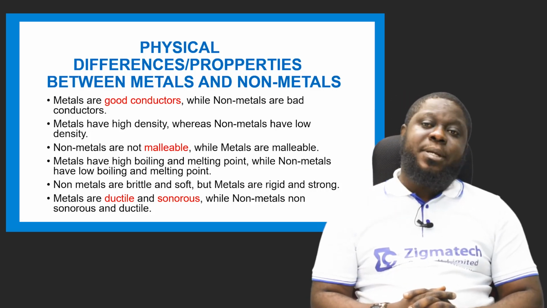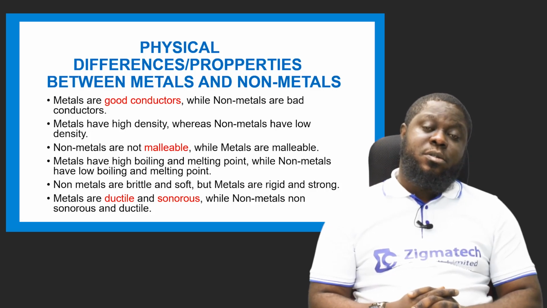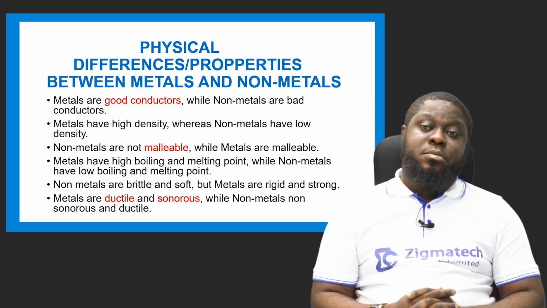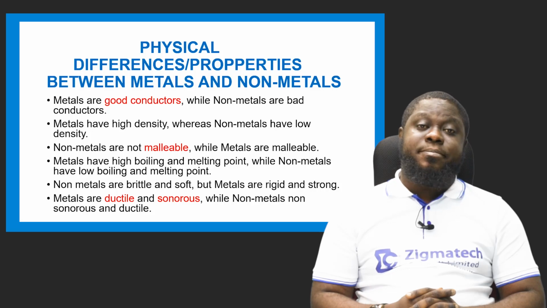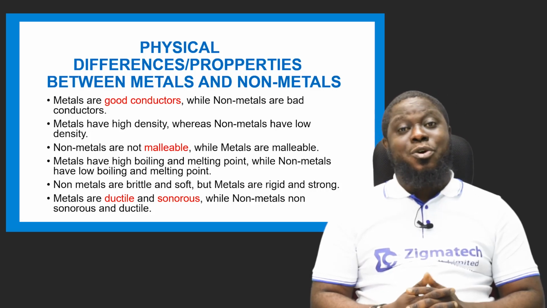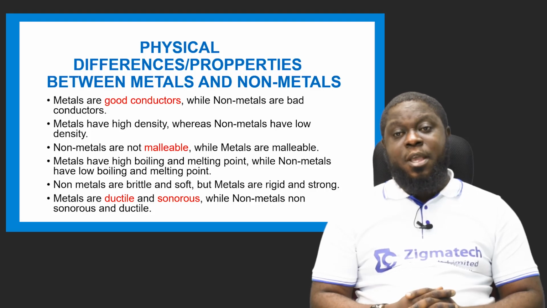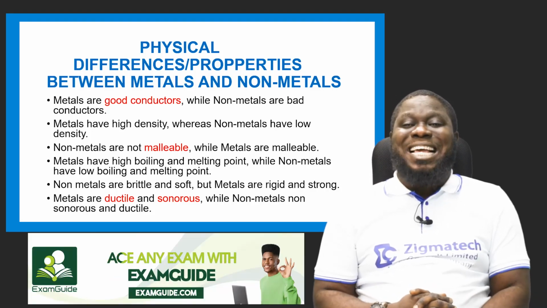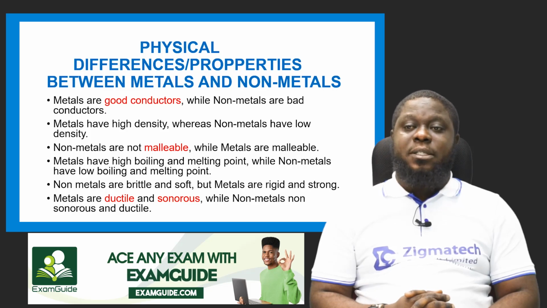Now, while the non-metals are bad conductors, electric current does not flow through them. You can't use oxygen as a conductor. You can't use chlorine as a conductor. No. So the next one is metals have high density, whereas non-metals have low density.